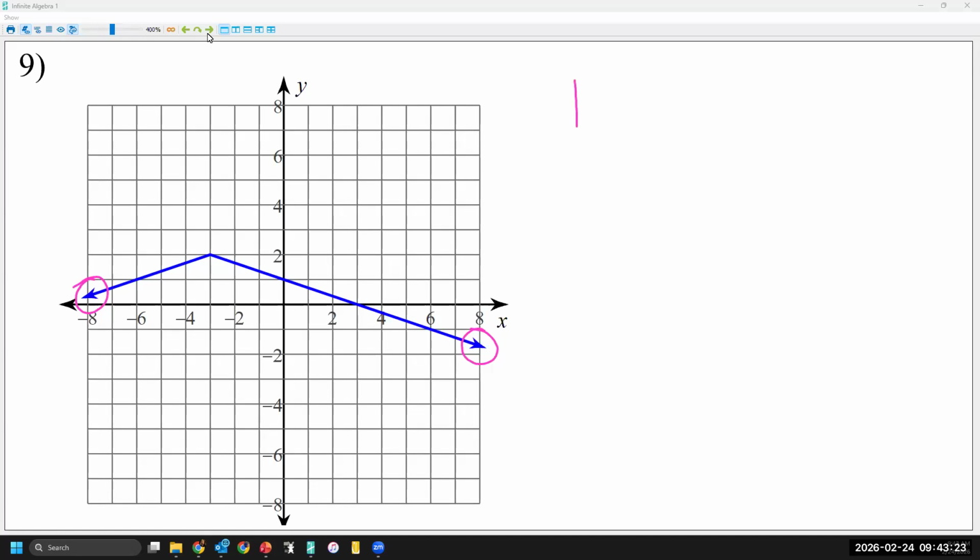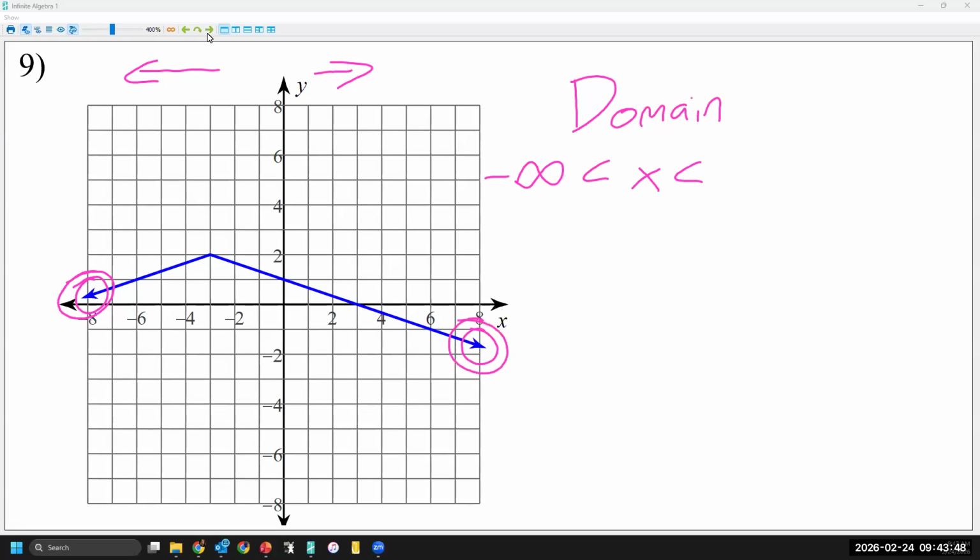All right, so let's go over this one. Domains are x's. Domain says, how far do we go to the left? How far do we go to the right? Well, if I go to the left, I got that arrow right there. That goes forever, so we're going to put a negative infinity. Well, what about going to the right? How far do I go to the right? Well, again, on the far right side, I have that arrow right there, and that also goes to infinity. So again, that right there is a perfectly correct way of writing your answer.